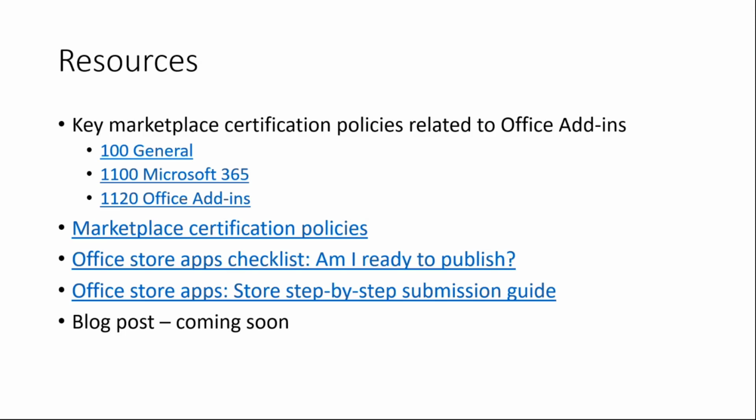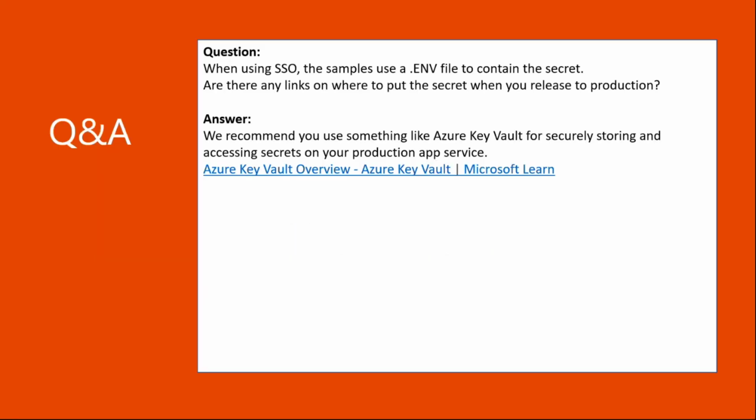We now have a few Q&A questions that were submitted before the community call that we will be going over. Starting off, the first question was, when using SSO, the samples use a .env file to contain the secret. Are there any links on where to put the secret when you release to production? So the answer is, we recommend you use something like Azure Key Vault for securely storing and accessing secrets on your production app service. There's a link here that you can follow that gives more information in the Microsoft documentation. We'll also be posting the questions and their respective answers on the blog post.